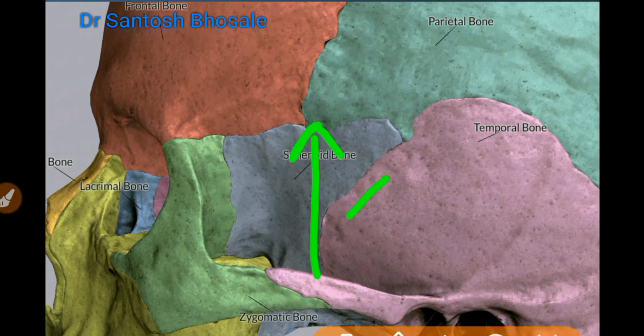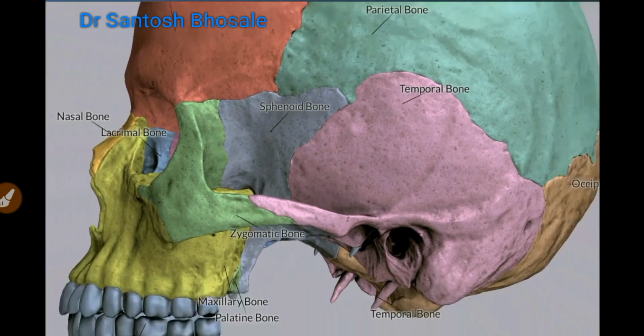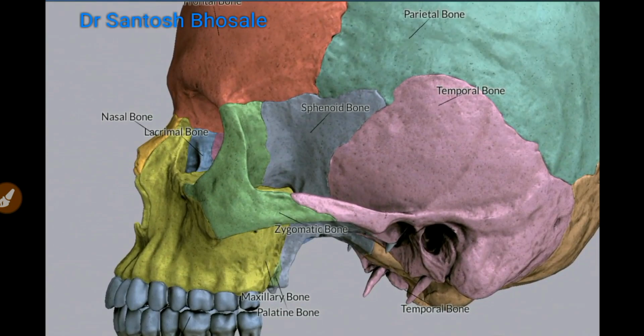And this zygomatic arch is important, just 4 cm above the middle of the zygomatic arch and 3.5 cm behind the frontozygomatic suture. You will see the pterion. So while doing the trephining of extradural hemorrhage, this distance is very important. So that is about zygomatic arch.